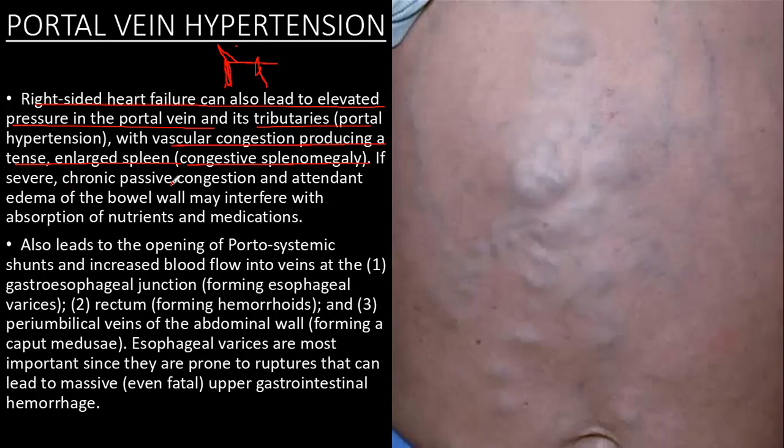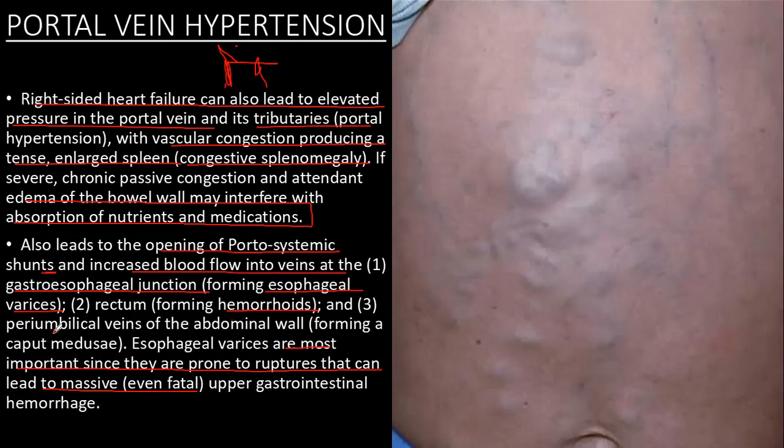Now, severe chronic passive congestion and attendant edema of the bowel wall may interfere with absorption of nutrients and medication. That is important. Also, portal vein hypertension leads to the opening of the portosystemic shunts, and increased blood flow into the veins at the gastroesophageal junction, and this will form esophageal varices, which are the most important because they are prone to rupture and can even lead to massive or even fatal upper GI bleeding. Also, at the venous plexus found at the anorectal junction, there will be engorgement of that venous plexus, forming hemorrhoids.